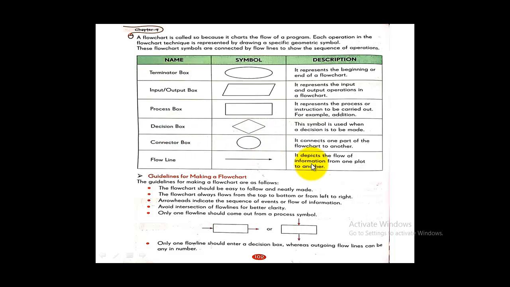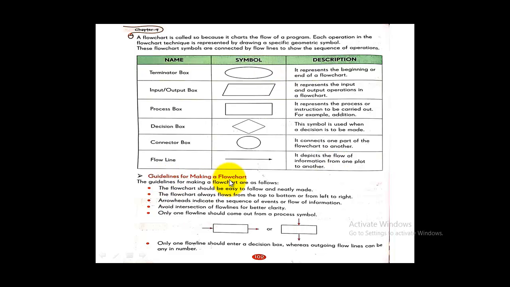This is the flow line. That is the systematic and correct order in which the program flows. It depicts the flow of information from one part to another in a correct manner. Okay.